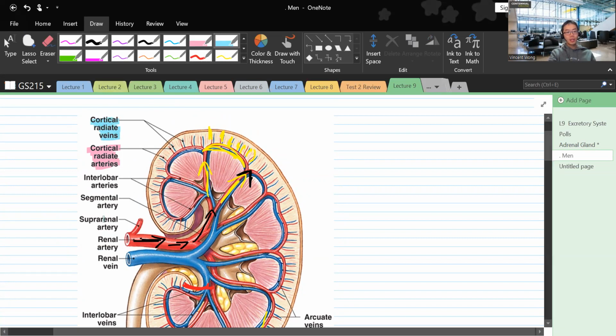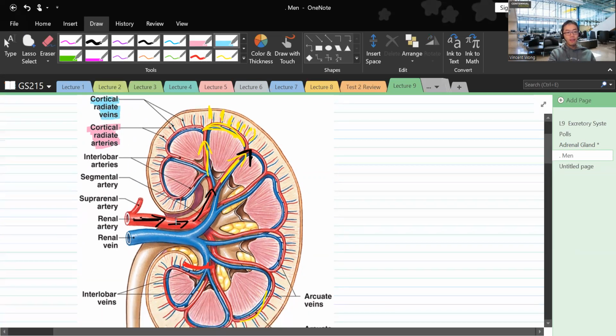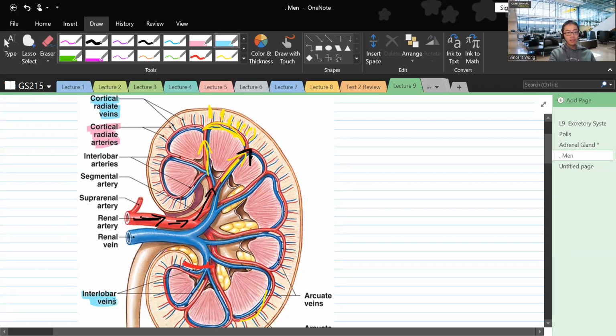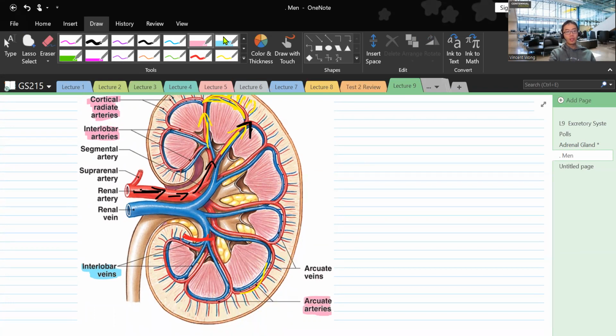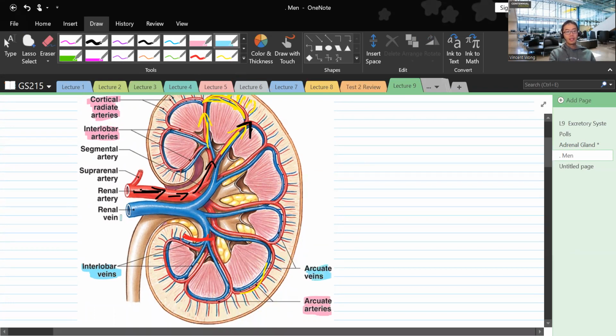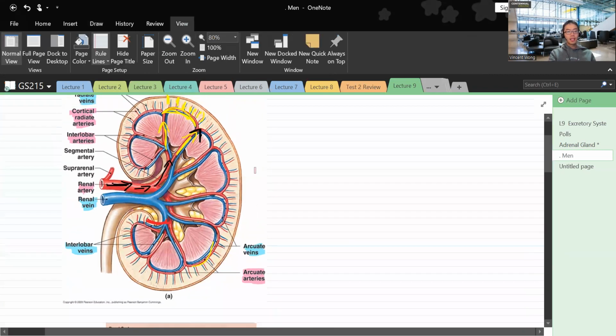Okay, we have the interlobar vein somewhere right here. Okay, and then that will be next to the interlobar artery. Okay, it's just that for some reason, there is no segmental vein. Okay, I'm not sure why. It's just the way it is. There's the arcuate artery here, arcuate vein, renal vein, renal artery. Never mind the suprarenal artery. We don't need to know that. So that's basically it.